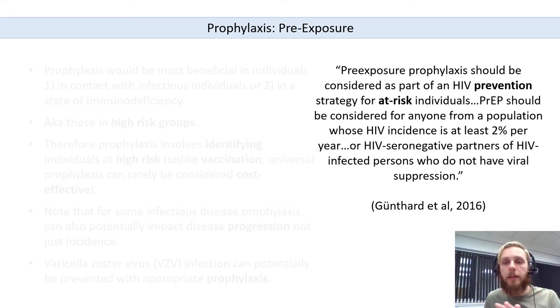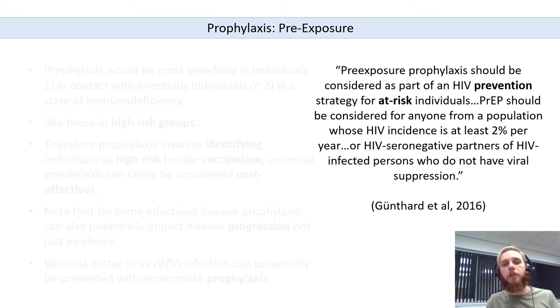So again here, they're identifying high-risk individuals who should be on PrEP or who the paper can recommend PrEP for, and these are individuals who are in kind of subpopulations with high HIV prevalence, so prevalence of 2% or above, or populations that have 2% or above. Either way, if they're in a population or subpopulation with a prevalence of 2% or incidence of 2%, then the paper recommends they be taking PrEP.